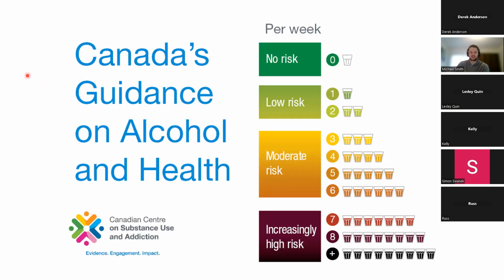So just to recap, and probably the most important image you'll see from this lecture, is that the guidance from the CCSA says there is a continuum of risk associated with alcohol intake. That risk for people who consume two standard drinks or less per week is negligible to low. It's a moderate risk for those who consume between 3 to 6 standard drinks per week, and you're at an increasingly higher risk if you consume 7 or more standard drinks per week.